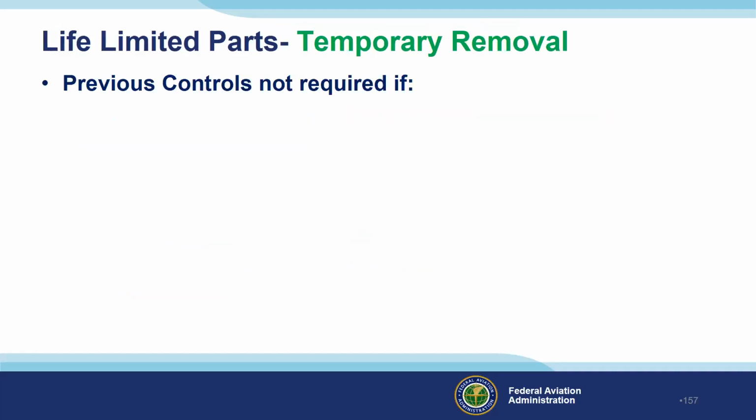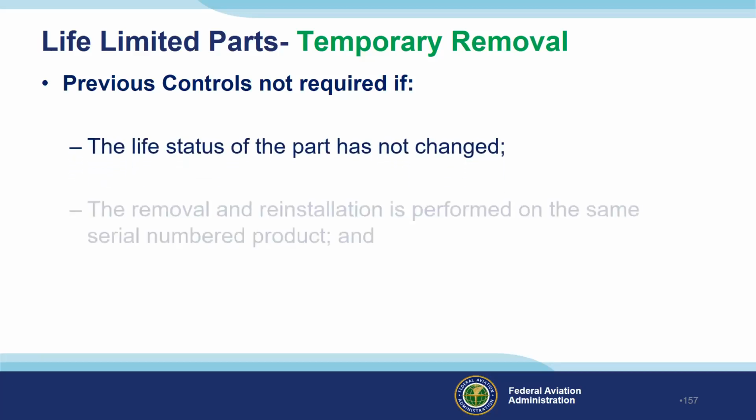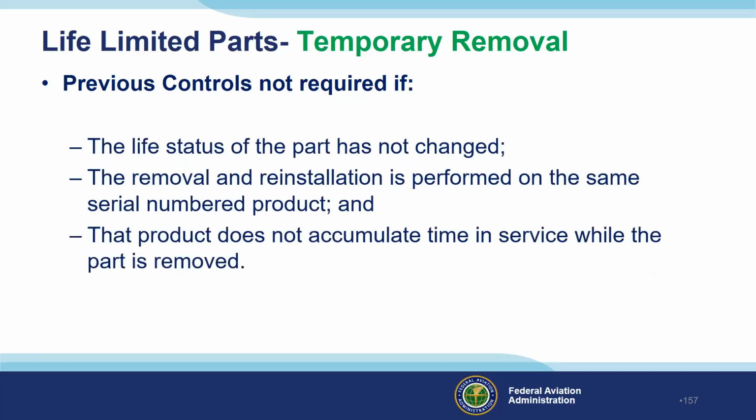If you just temporarily remove a life-limited part, those 6 previous controls are not required if the life status of the part has not changed, the removal and reinstallation is performed on the same serial numbered product. In other words, probably an airplane. You take it off, put it back in the same aircraft. And the product does not accumulate time in service while the part is removed and sitting on the shelf. So that's the rule.